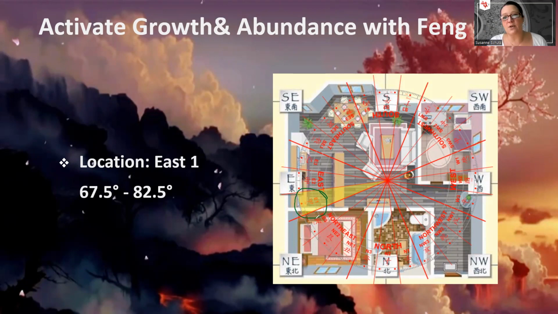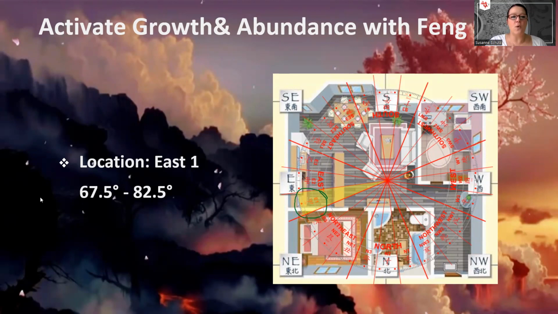And it really doesn't matter what room this sector is located in, whether that's a kitchen or a storage room or a bathroom or a bedroom. It really doesn't matter at all, because what we're doing is activating qi. Qi doesn't know which room it is in. It just knows that it is in a particular sector, East 1 in this particular case, right? So the room or the area itself really doesn't matter. Just make sure that you identify the right sector, and that's it.